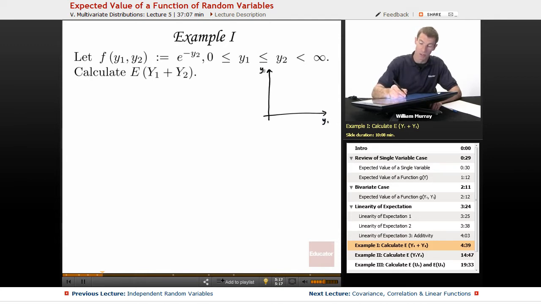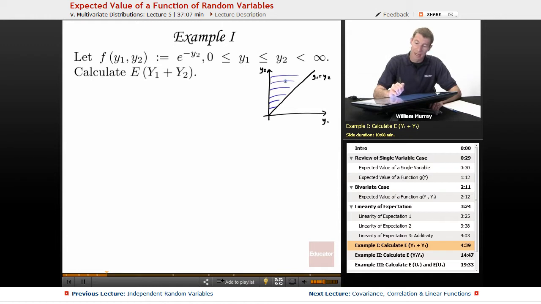There's y1 on my horizontal axis, there's y2 on my vertical axis, and now I'm going to graph the line y1 equals y2. If you were x and y, it'd just be the line y equals x. So that's that diagonal line right there. That's the line y1 equals y2. And what we want to look at is the region where y2 is bigger than y1. So that's the region above that line. Let me go ahead and color that in. So there's that region right there.